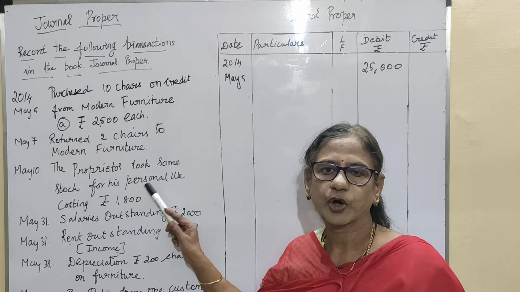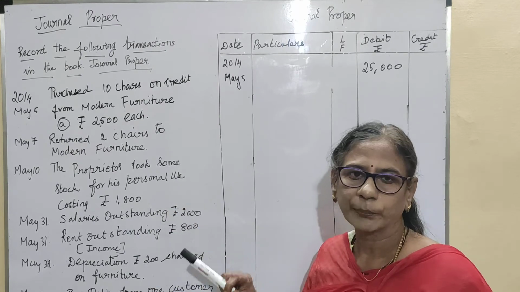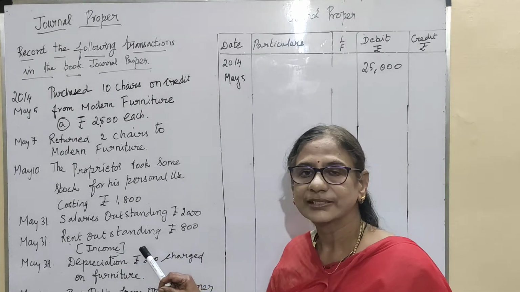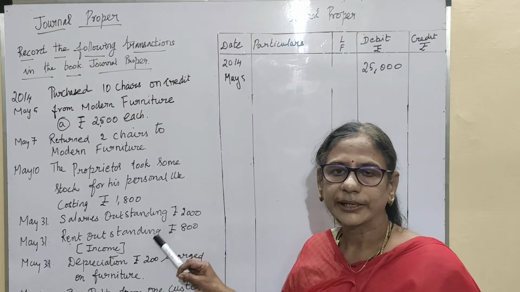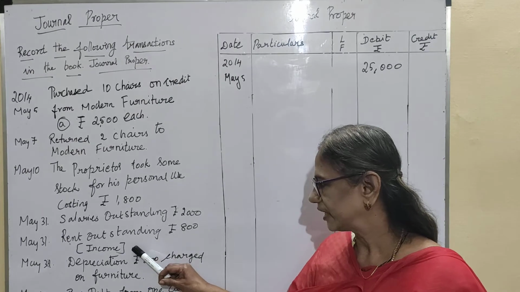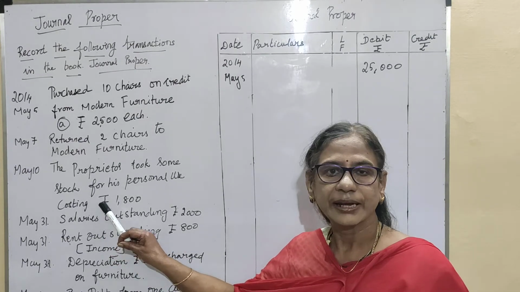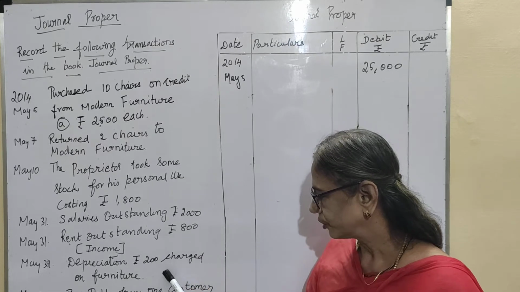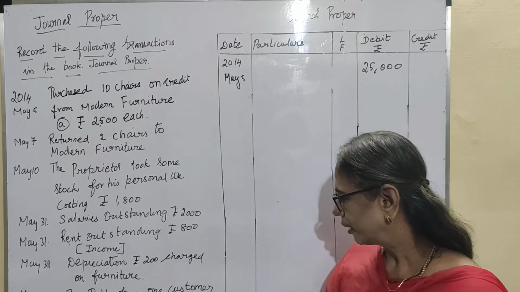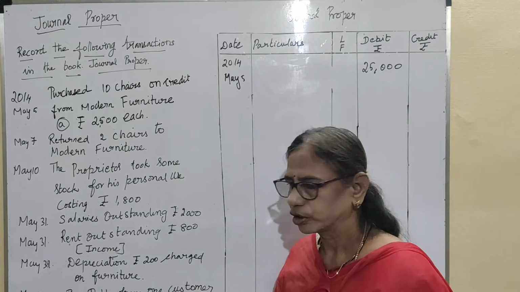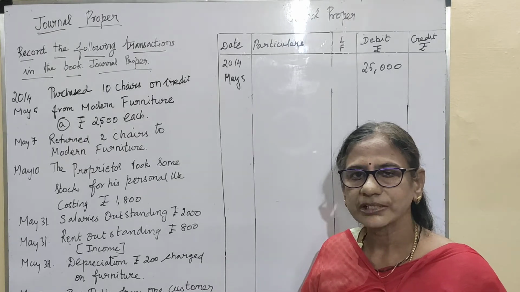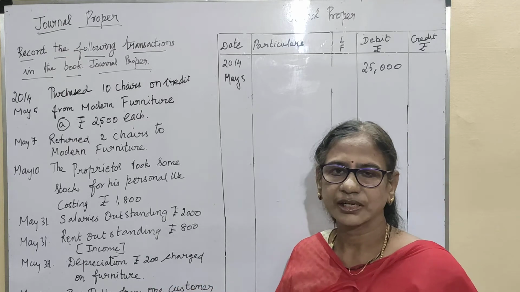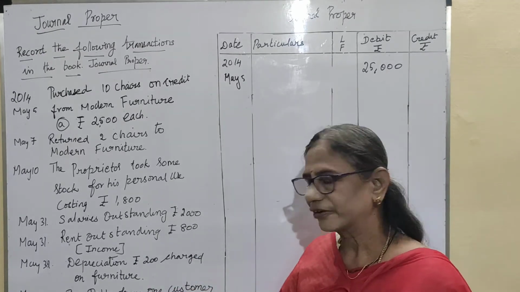Salaries are expenses. All the expenses are debited according to the nominal account rule. Salaries outstanding account, and rent outstanding. Rent is an income, so all income is credited. Rent account is credited here, and salaries account is debited. Next, depreciation of rupees 200 charged on furniture, and bad debt from one customer for rupees 4,000 is outstanding. That means one of the customers has not paid the money. He declared himself insolvent, so it cannot be recovered from him.